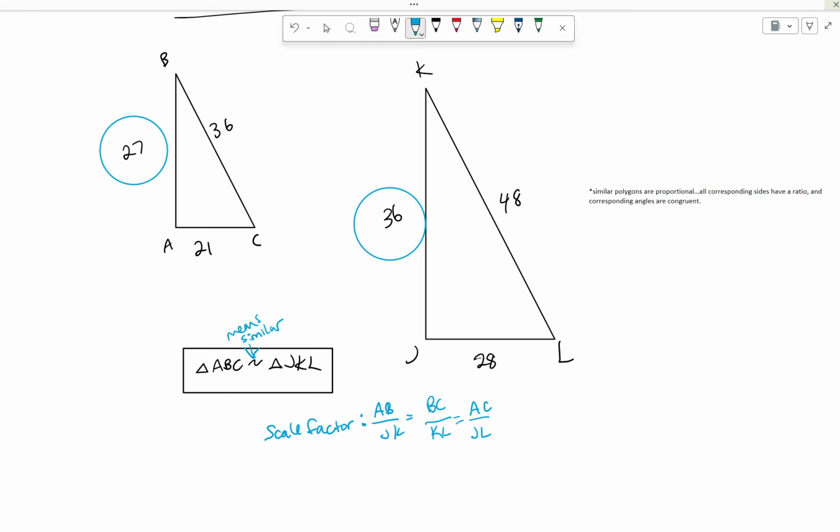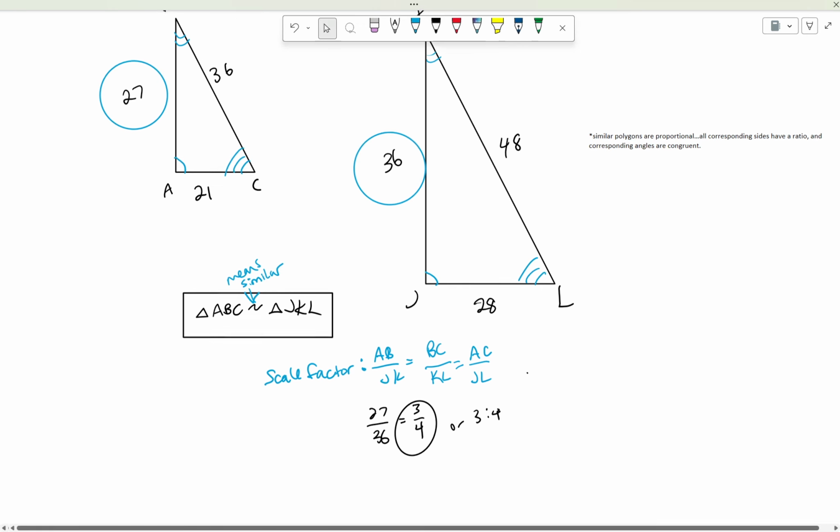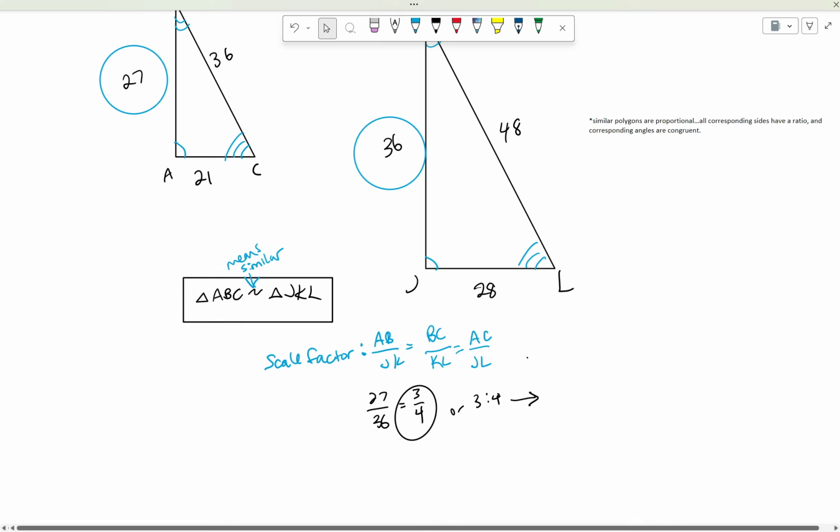Now, each of those corresponding parts: we have the angles A and J, which means these two are going to be congruent. Moreover, B and K are congruent, the second letters, and C and L, my last two letters. So those angles have to be congruent. The sides are all proportional in the same scale factor. Let's go check it out. So we had 27 to 36, and if we reduce that, both are divisible by 9, which is 3 to 4. With ratios or scale factor, we like to put it as 1 to something.